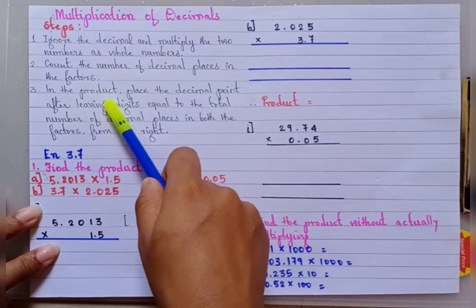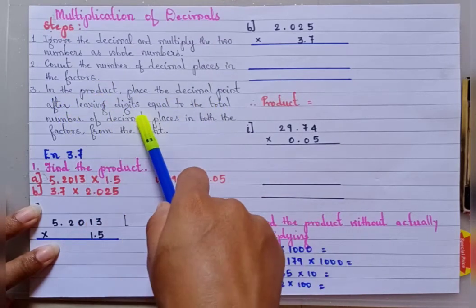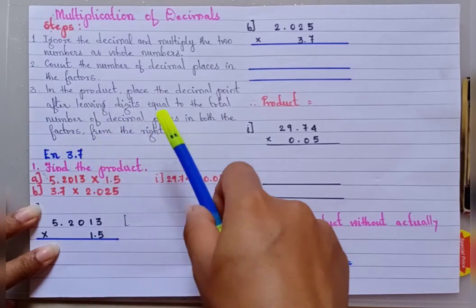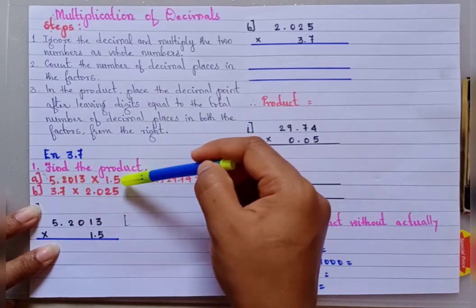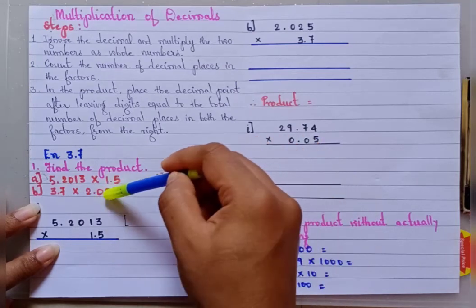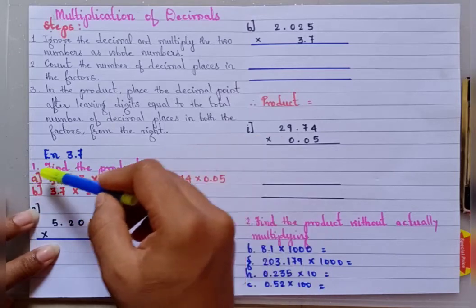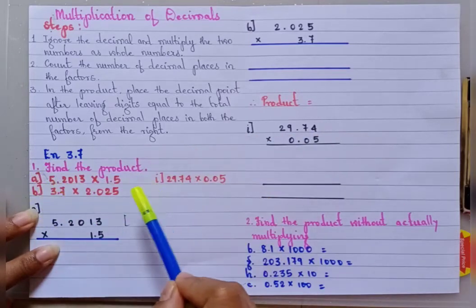Next step, in the product, place the decimal point after leaving digits equal to the total number of decimal places in both the factors from the right side. So we are going to multiply the given decimals as a whole number, and afterwards we are going to put the decimal point. So here we have three examples, A, I and B.